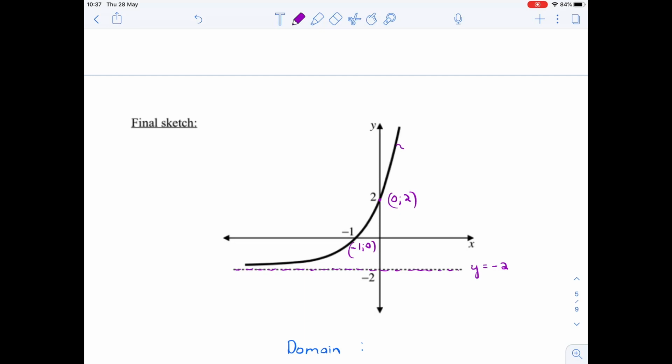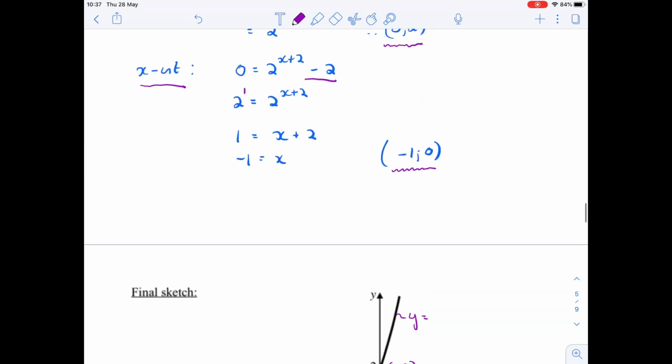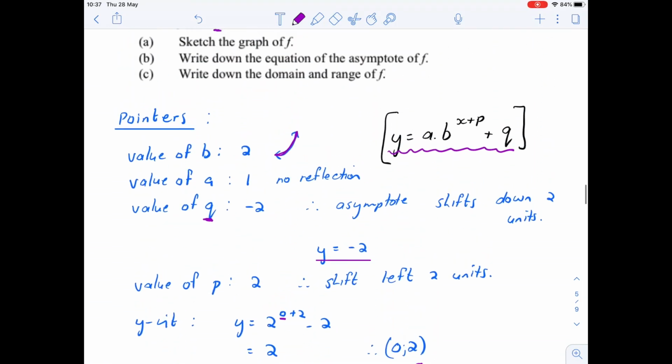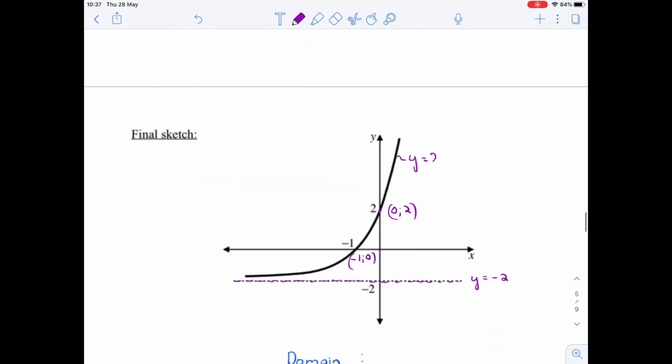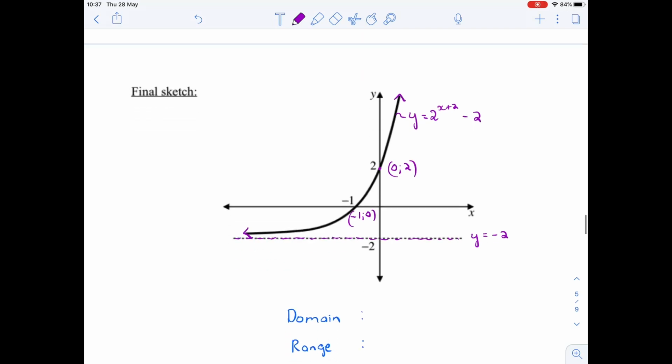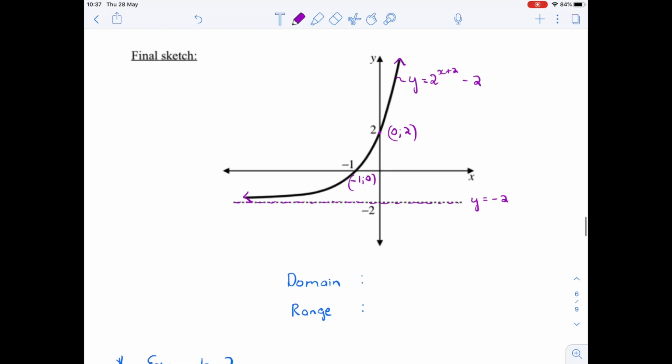And then don't forget, we also need to label this graph. What was it? It was y equals 2 to the x plus 2 minus 2. So we've labeled our graph. If you want, you can put little arrows on that to make it look as neat as possible. And then we needed to find the domain and the range.